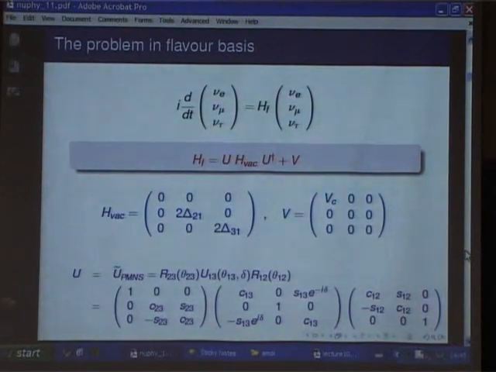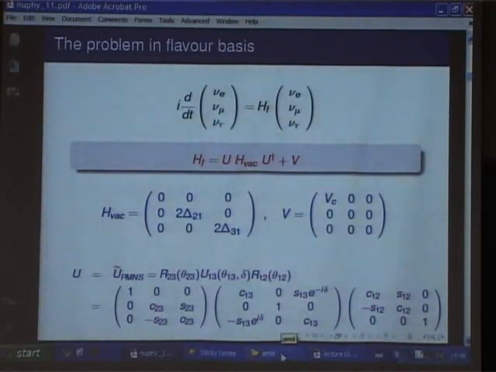Let's say HF is our Hamiltonian in flavour basis, as usual, which means you can solve Schrodinger's equation. It's simply i d by dt of this nu is HF times nu. So the problem is not difficult. Basically it's just solving this. For HF, we have learned how to write it in terms of delta m squares and so on. So how do I get it?